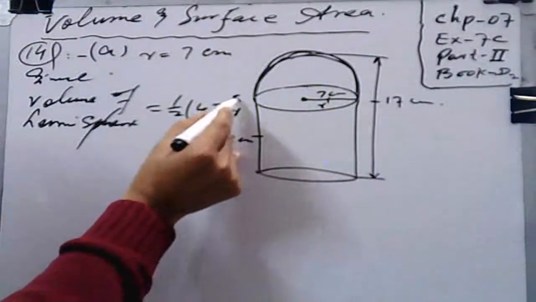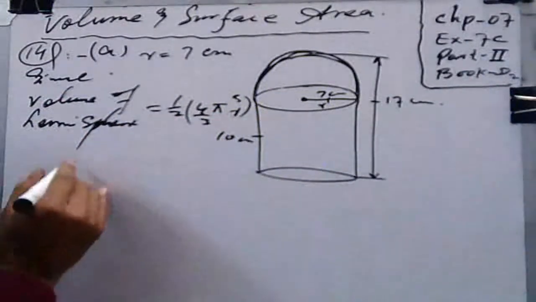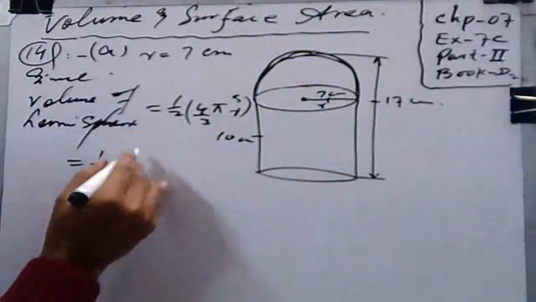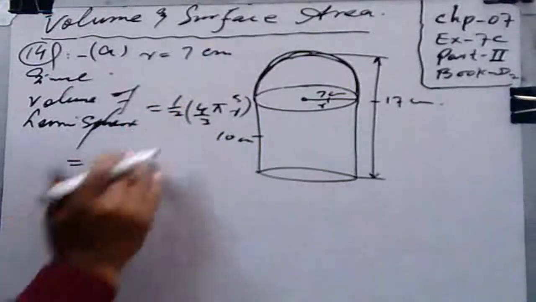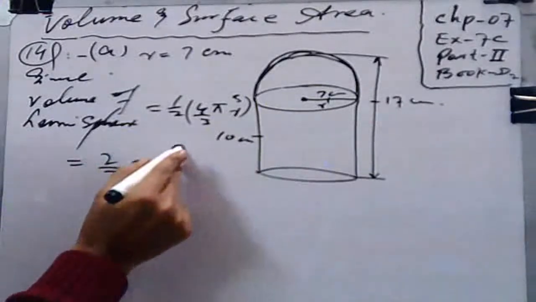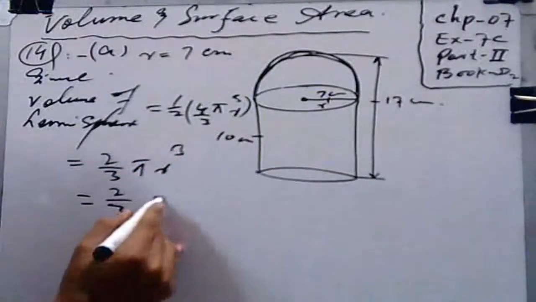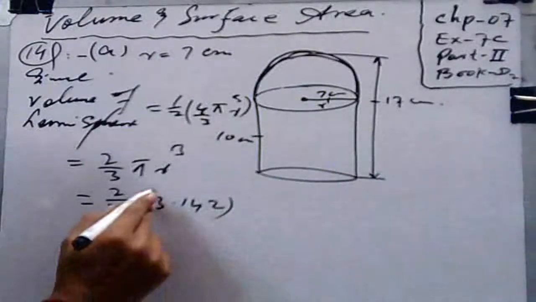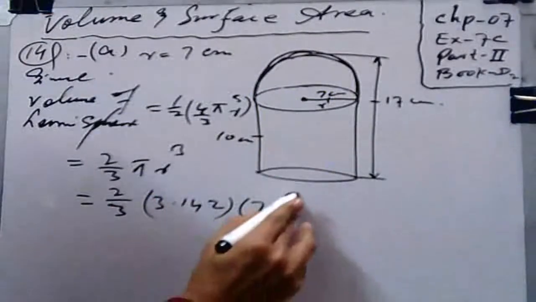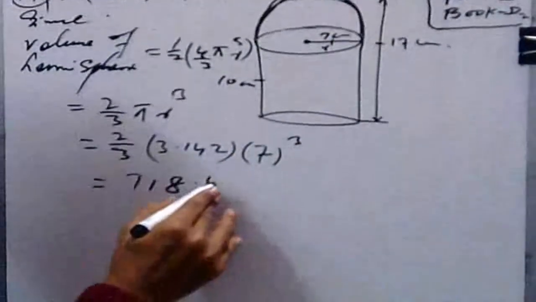Putting the values, after simplification, 2 twos are 4, that is 2 by 3 pi r cube. So putting the values, 2 by 3, the value of pi is 3.142 and the radius is 7 cube. After simplification you will get 718.47 centimeter cube.